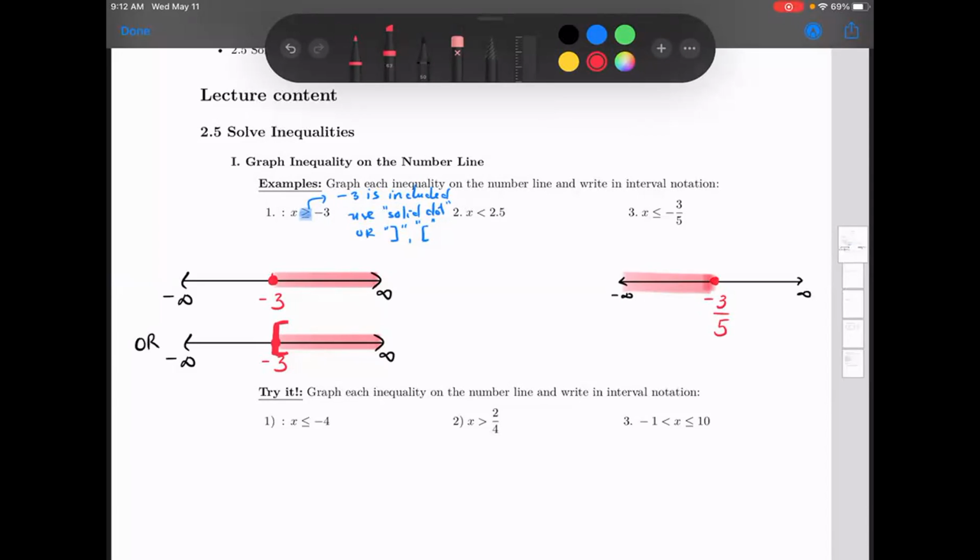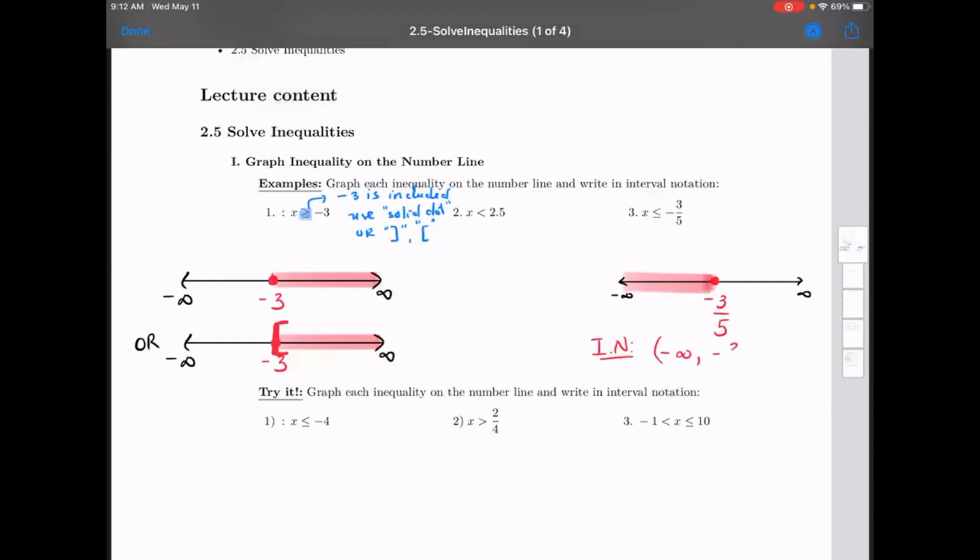Actually, I forgot to write the interval notation. If I would write interval notation, it would be from negative infinity, right? It starts from negative infinity all the way to -3/5, and a bracket, right? Because we include -3/5. So that's okay. Can someone tell me how do I write interval notation in number 1?